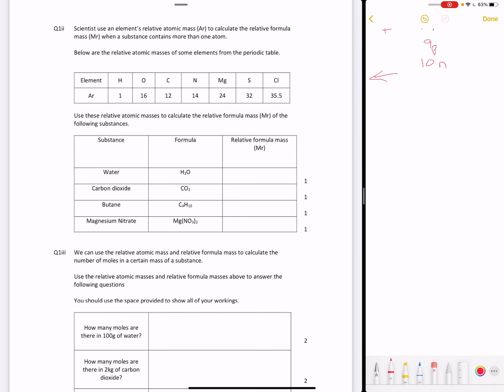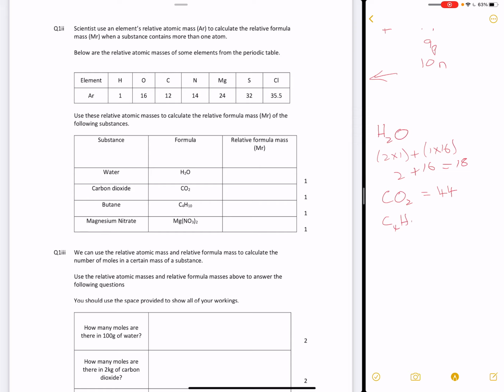Okay, let's have a look. So water, H2O, which means 2 hydrogen atoms, which are 2 times 1, plus 1 oxygen atom, 1 times 16, so that's 2 plus 16. The answer was 18. Next one, carbon dioxide. You can see there's 1 carbon atom, 2 oxygen atoms, and the answer was 44. Next one, butane, C4H10, 4 carbon atoms, 10 hydrogen atoms, so the answer was 58.